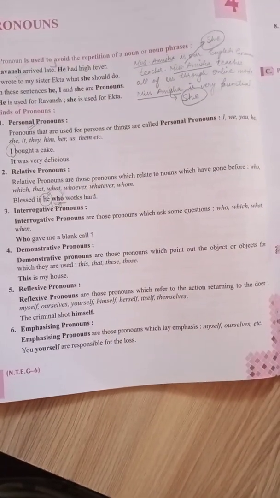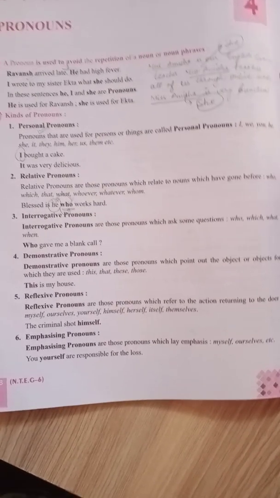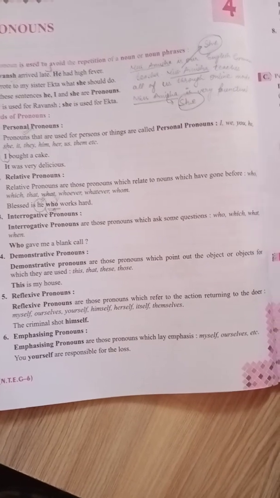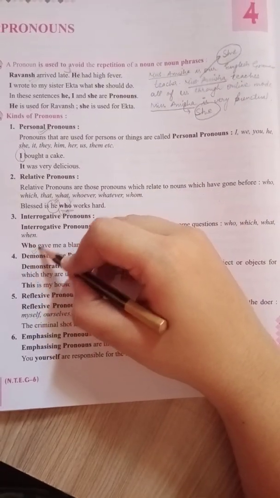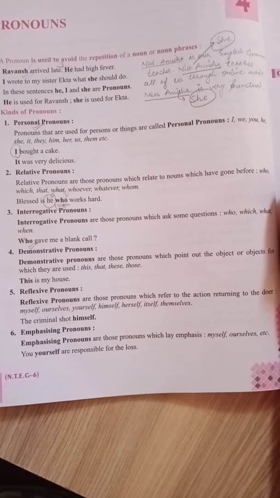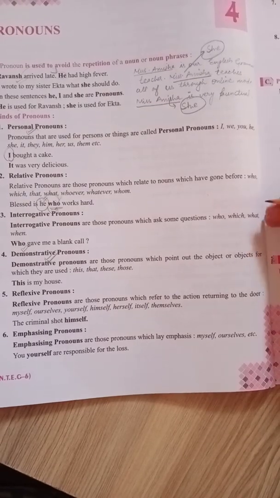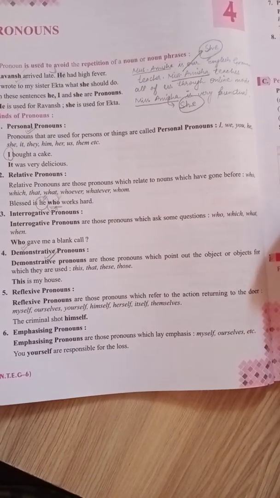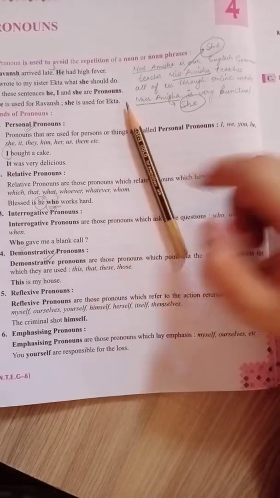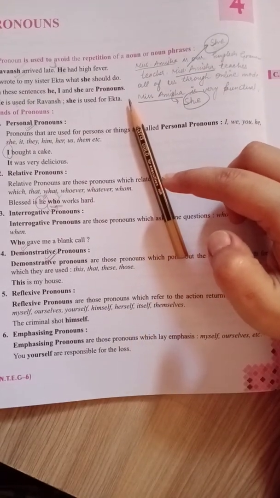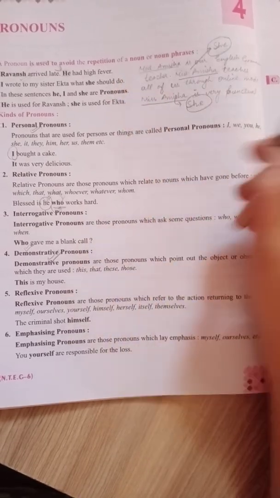Now interrogative pronouns are those which ask questions. You yourself know the word interrogation is used for questioning, like who, which, what, when, the WH words, students. Who gave me a blank call? Question mark. Here who is used as an interrogative pronoun. Now the demonstrative pronouns. Demonstration means to point out an object or objects, like this, that, these, those. If I say this is my pencil, here I am pointing out this pencil. Here this is used as a demonstrative pronoun.